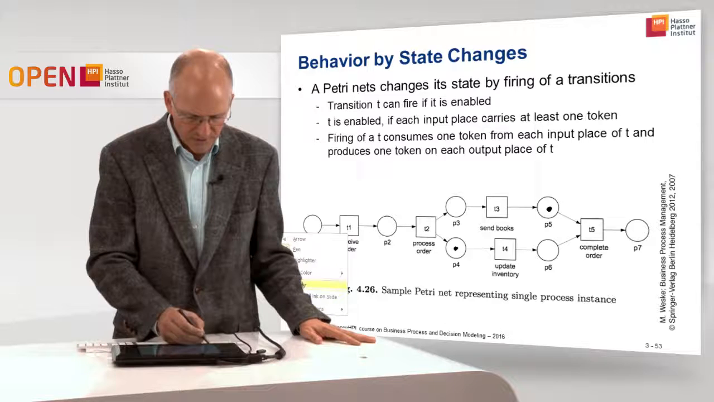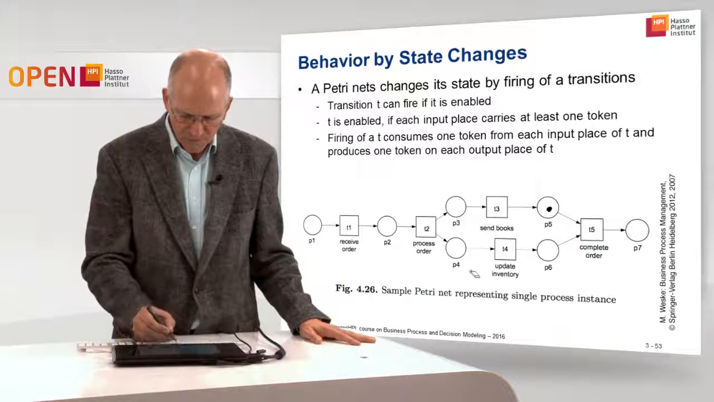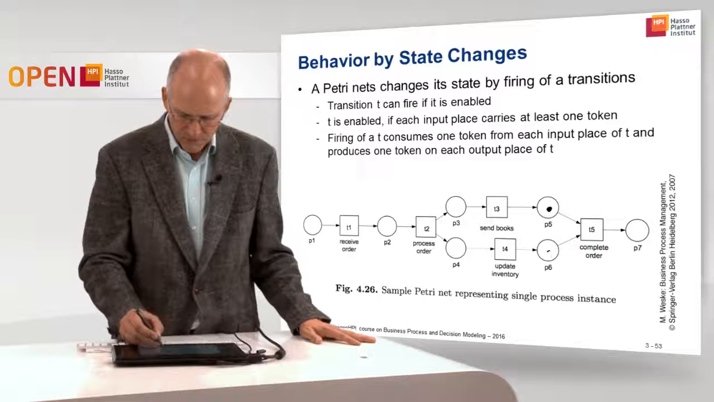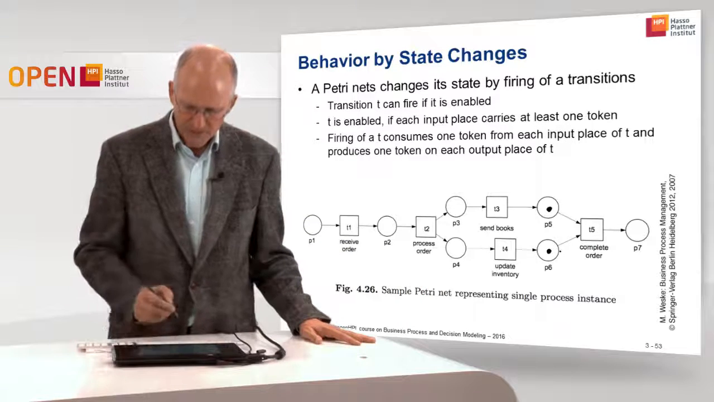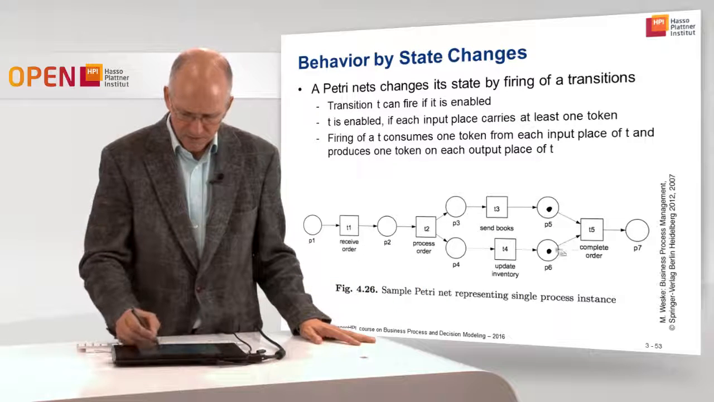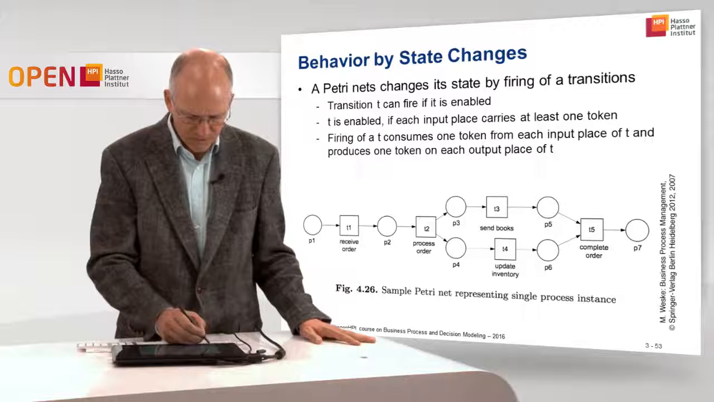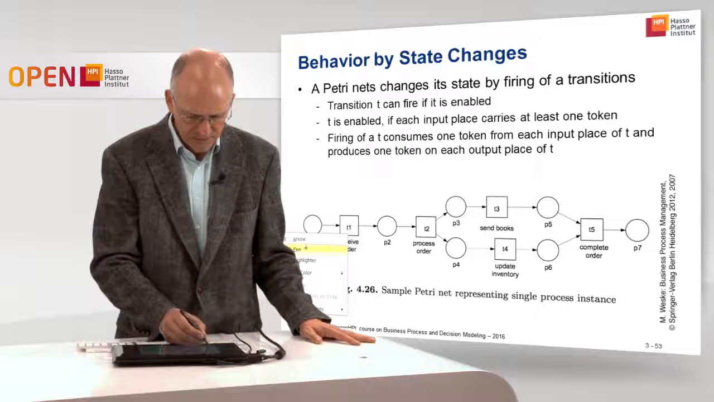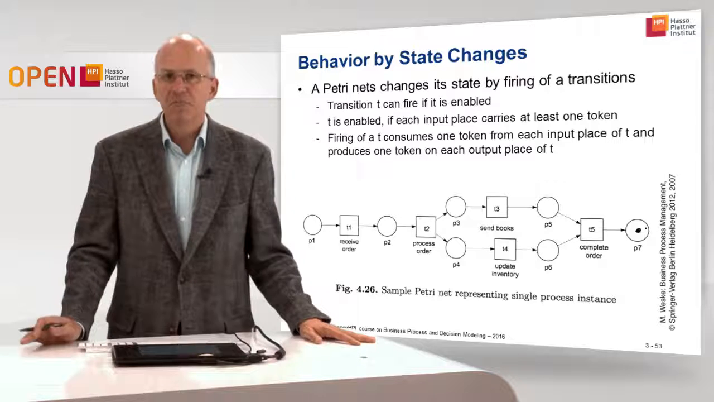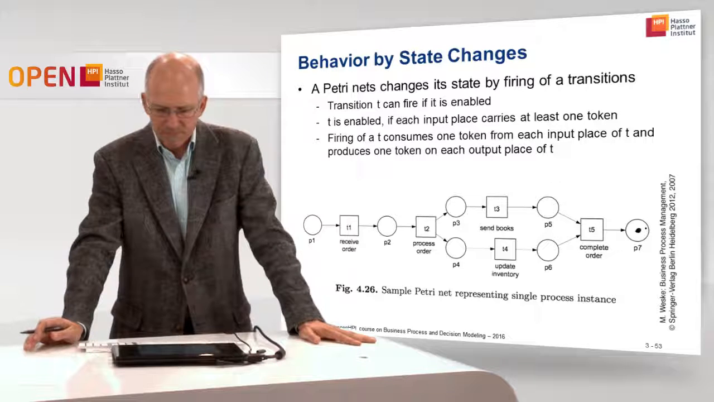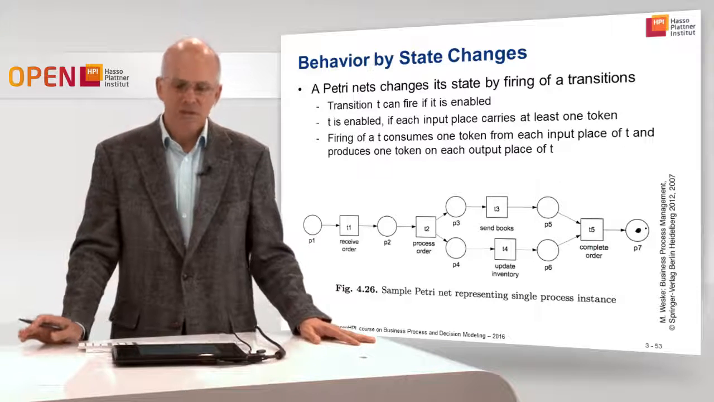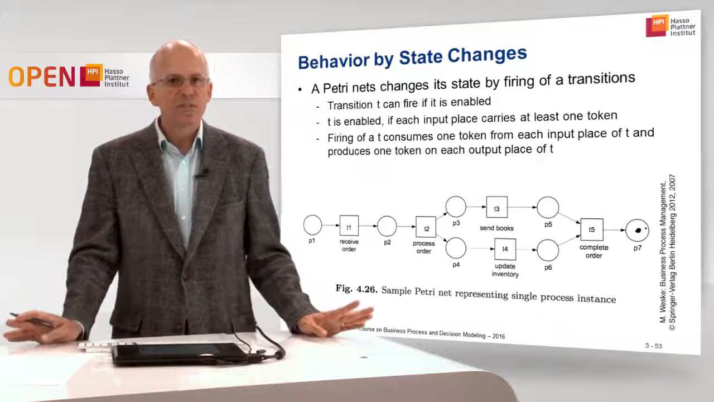So T4 can fire, removing a token here, putting a token here. Now T5 is enabled. T5 can fire. So these two need to be erased, and on each output place one token is produced. So T5 puts a token on place P7, thereby completing the process.